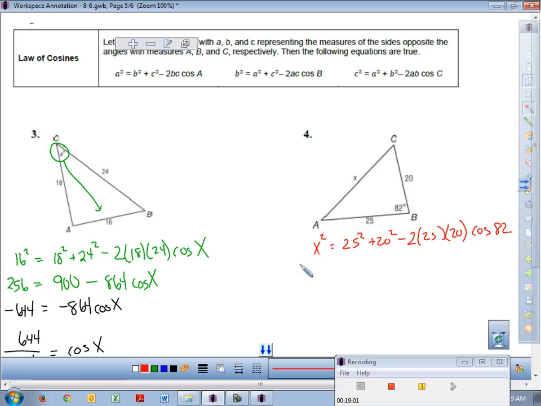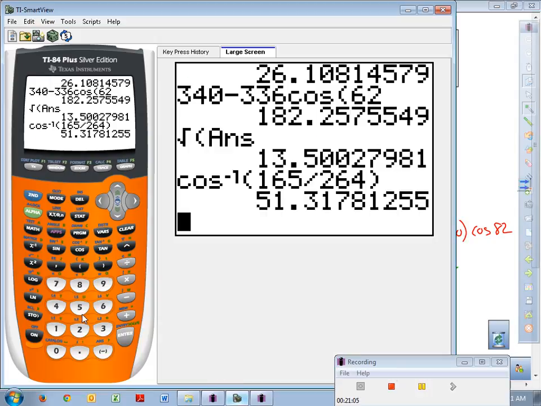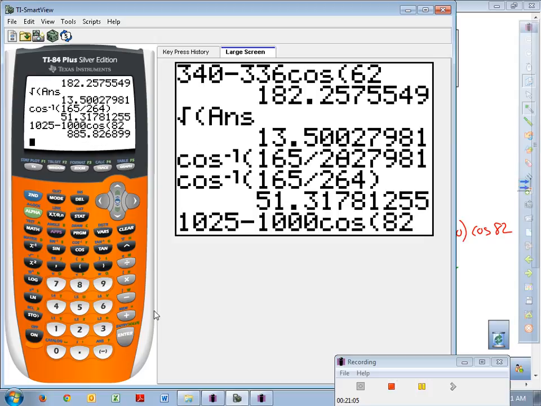We want to clean this up just a little bit so it's easier to punch in our calculator. So just figure out what this is. And that's 1025 minus 2 times 25 times 20, which is 1,000. And then there's the cosine of 82. So we will punch all that in our calculator. We'll take 1,025 minus 1,000 times the cosine of 82 and get that. And then we'll jot that down.